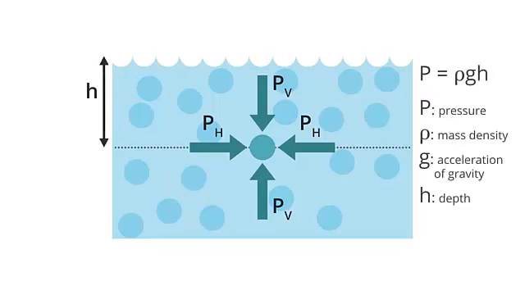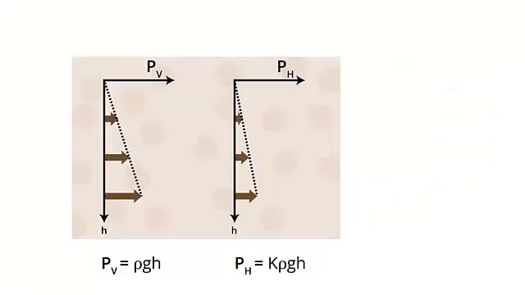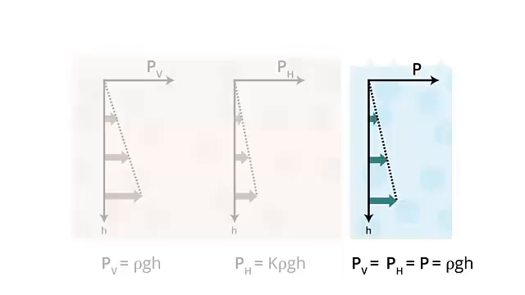In that case, we simply write that the pressure P acting in any direction at a particular depth h is equal to ρgh. So in summary, for granular materials, the horizontal pressure pH is usually less than the vertical pressure PV, as shown by these graphs and formulas. For water and other liquids, however, the horizontal and vertical pressures are equal to a single value P, as shown in this graph and formula.